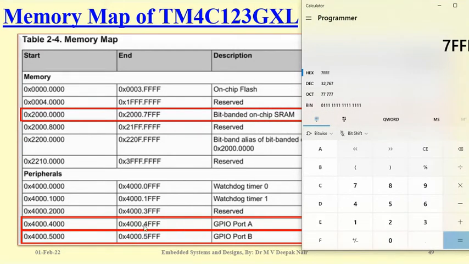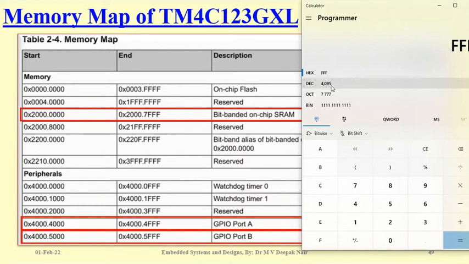So port A, if you see here, starting address is 4000 and ending address is 4004FFF. If you subtract them, you will get FFF. So it is taking 4096 memory addresses, including 0. That is 4 KB of memory addresses. So 4 KB means 4000 registers are being used, only for port A.